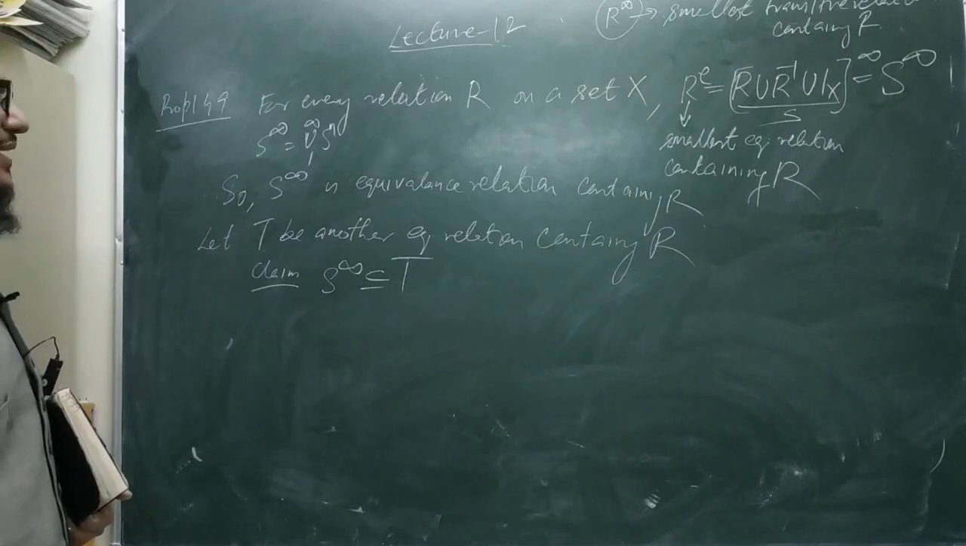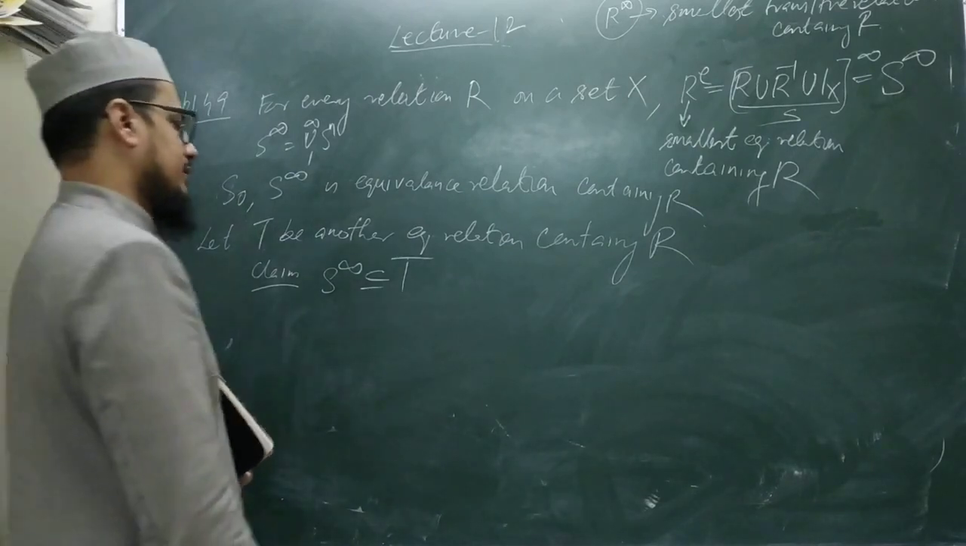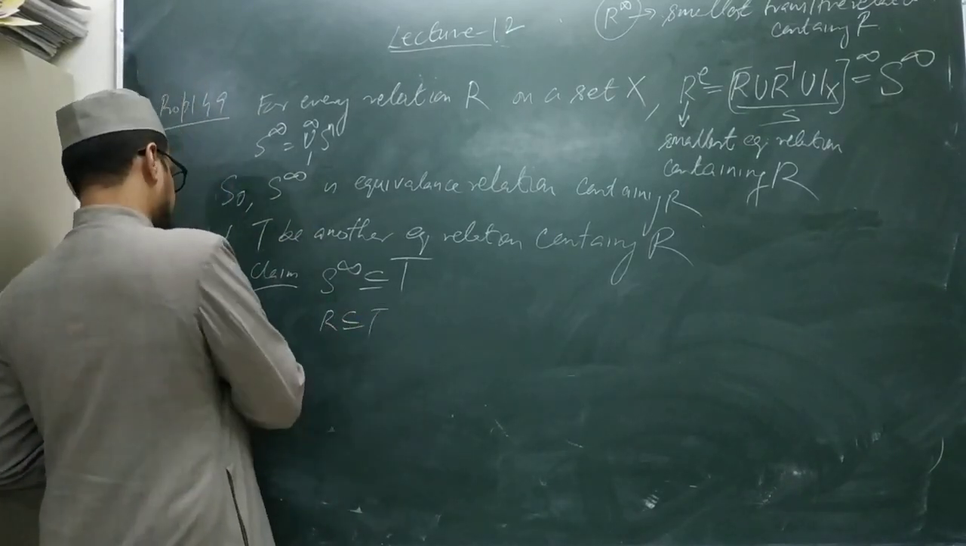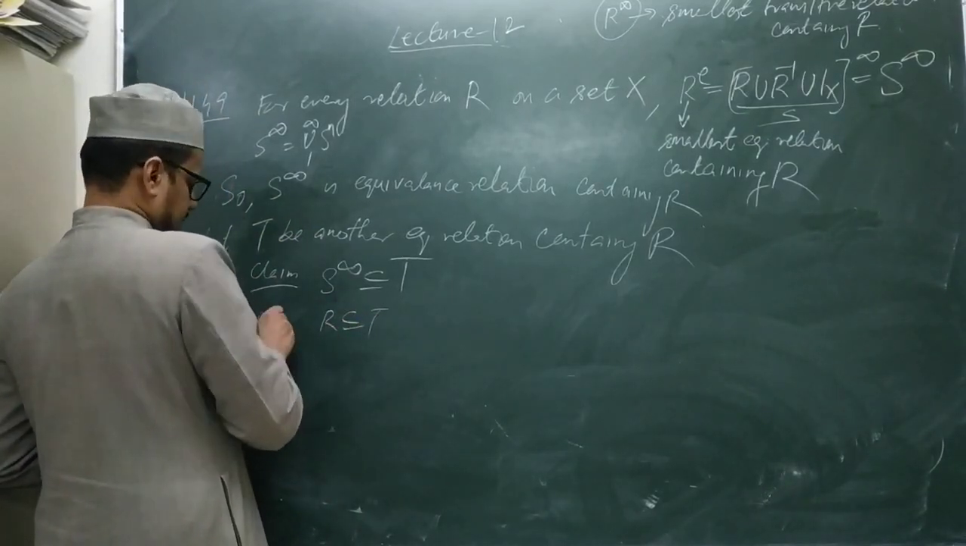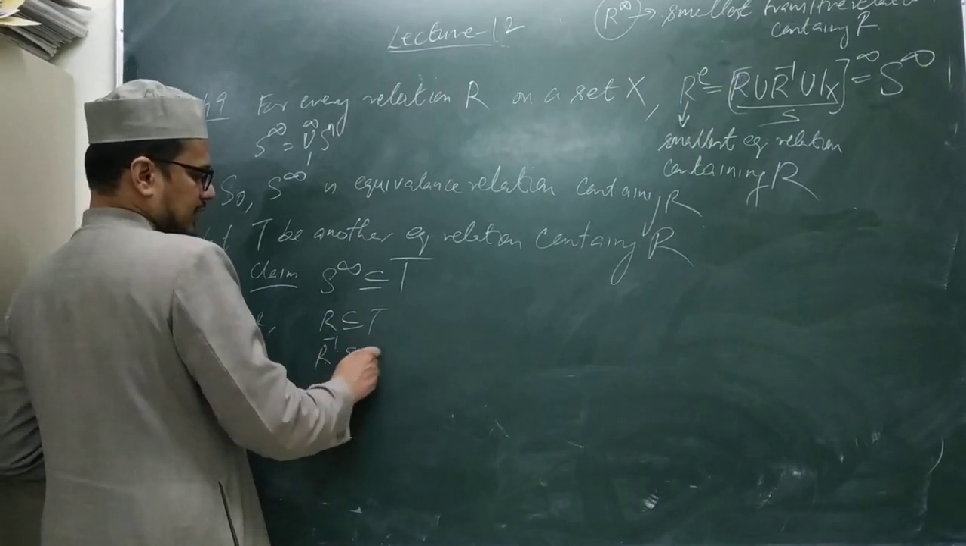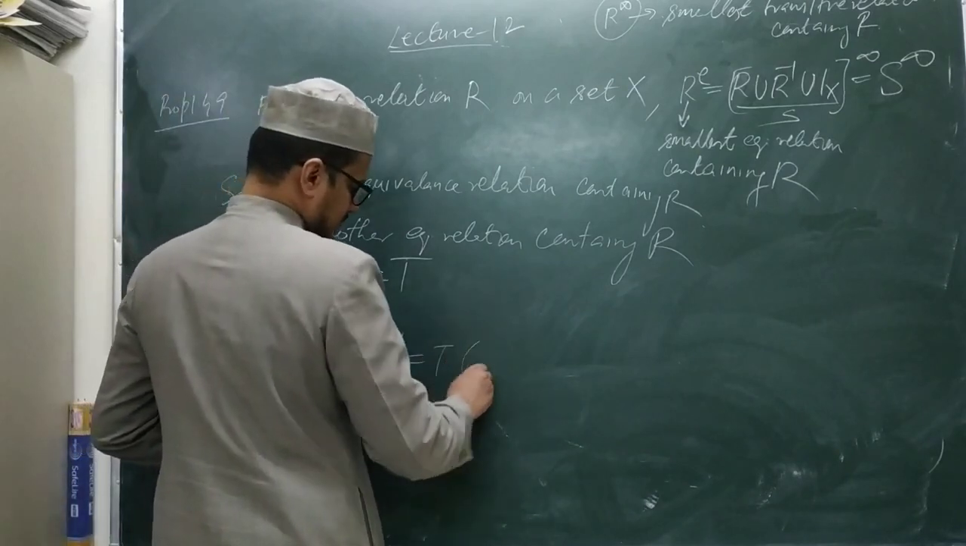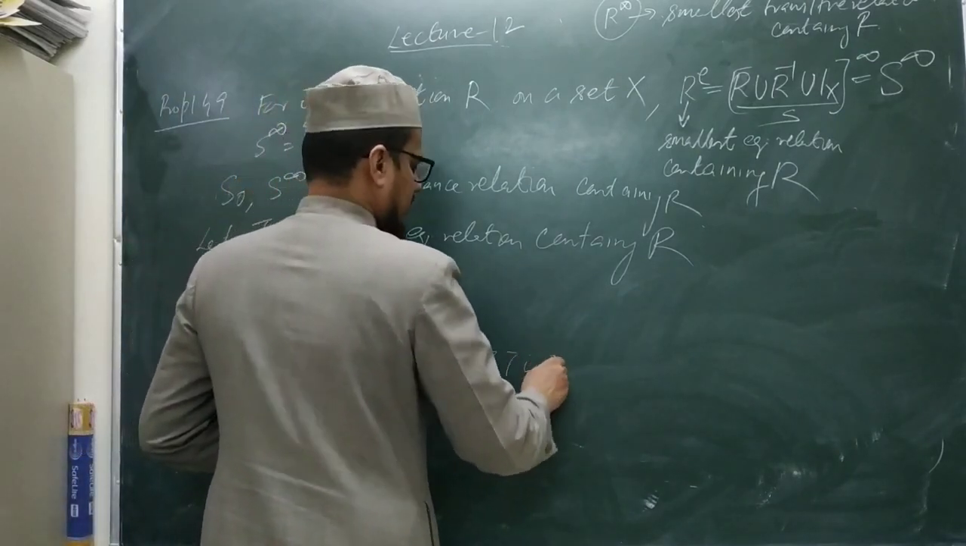So let T be another equivalence relation containing R. That is, R is contained in T. We have this. R inverse is contained in T, since R converse is contained in T inverse, and T inverse is equal to T, since T is symmetric.